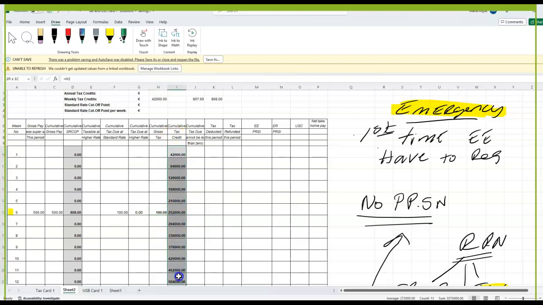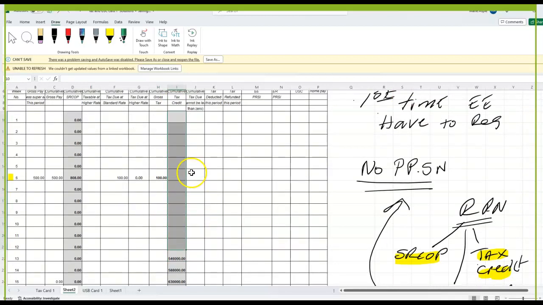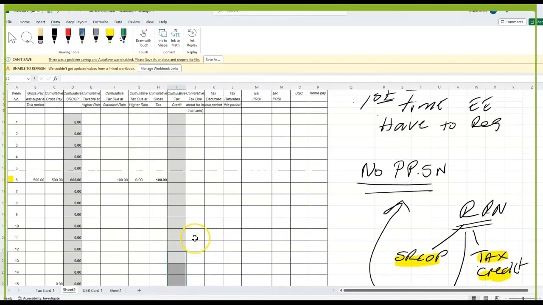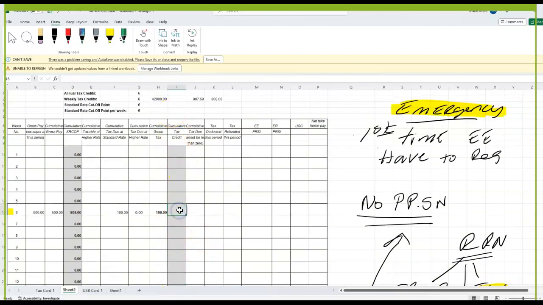What is my tax credits? What tax credit have I available? Well, under emergency rules, there is no tax credit available. There's none. So I'm going to pay €100 in tax, and that's what's going to be deducted from me this week. The next week is my second week of insurable employment. I'm earning 500 again. Non-cumulative, remember. I have 808 for week 2, €100, 0, €100 tax, no tax credit, so my tax is €100.